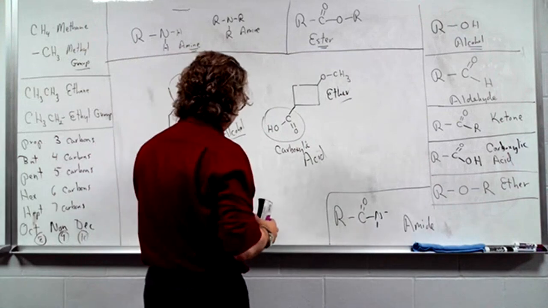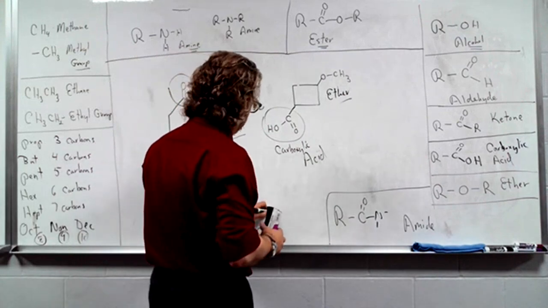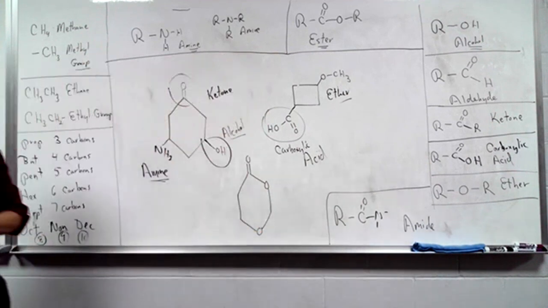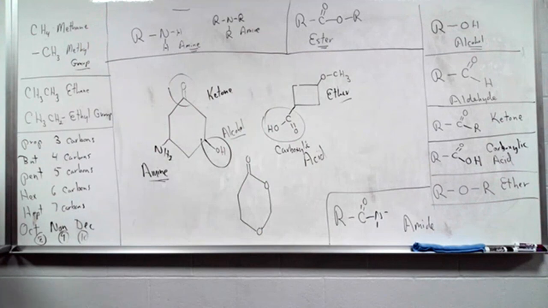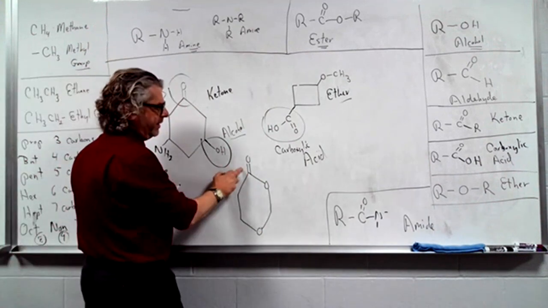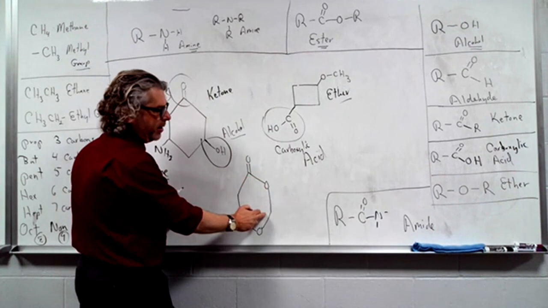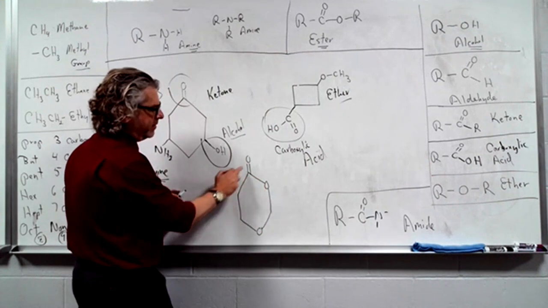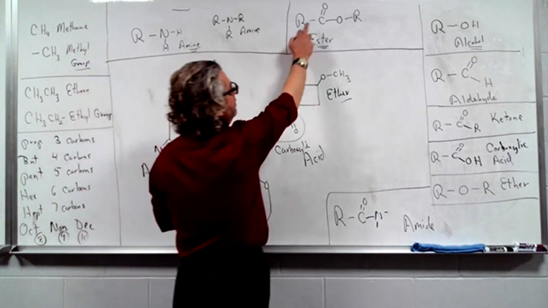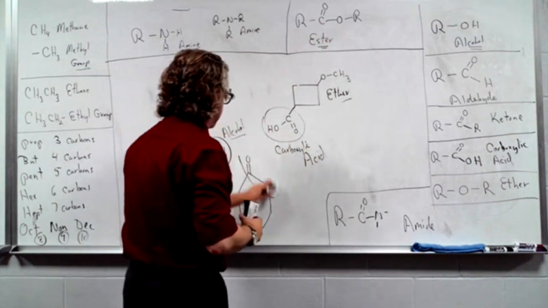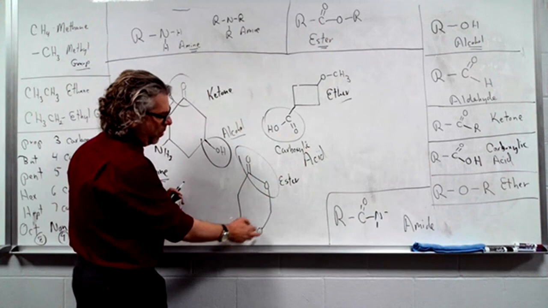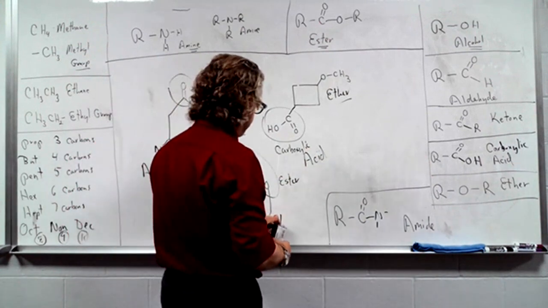Let's say I had this one. This will be interesting. That's a good one. Only two functional groups in here. R, C double bond O, O, R. Carbon, carbon. R, C double bond O, but then an O right next to it, then an R. R, C double bond O, O, R. This here is an ester. This is R, O, R. This is just an ether.